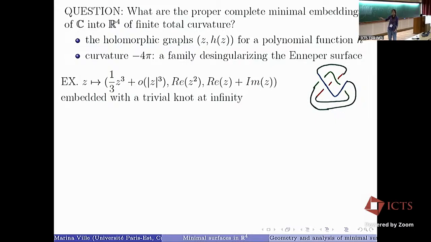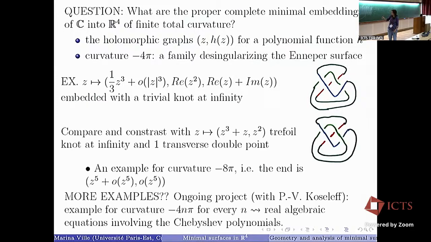On the other hand, we can desingularize the Enneper surface in a different way, and we can get this. Well, this is a complex curve, of course. And then the knot at infinity is this knot. It's a trefoil knot. The trefoil knot we're used to seeing differently, as a 2-3 torus knot. Here it's a 3-2 torus knot. So we desingularize it differently. But here there's a double point. And we have another example.